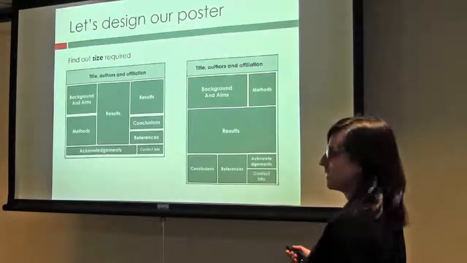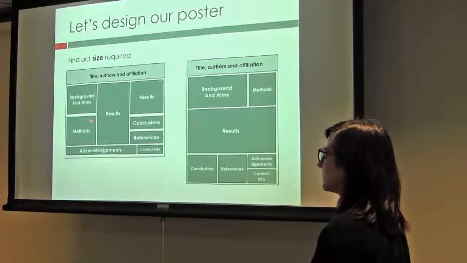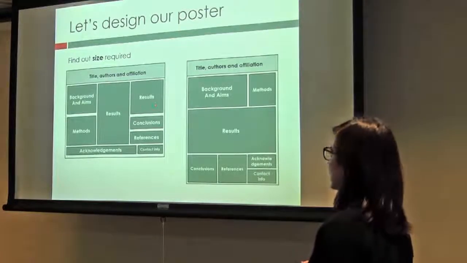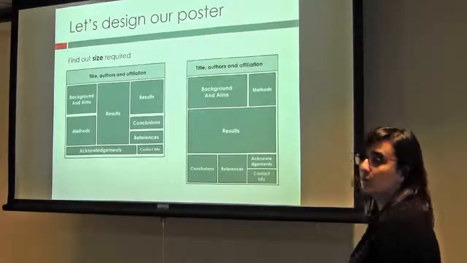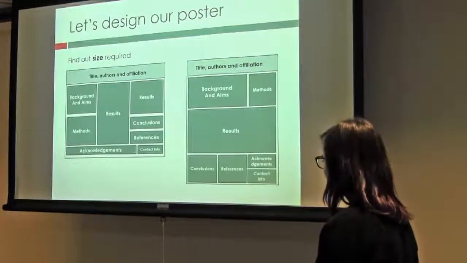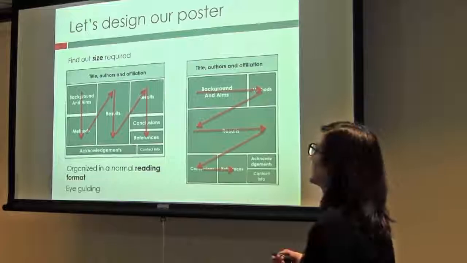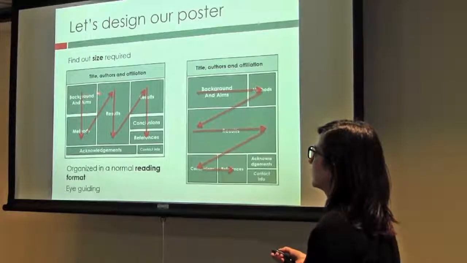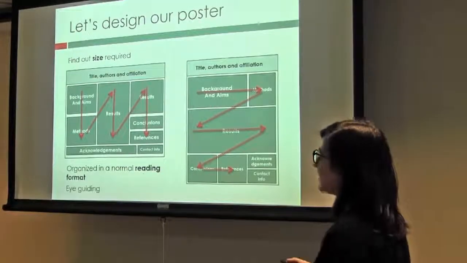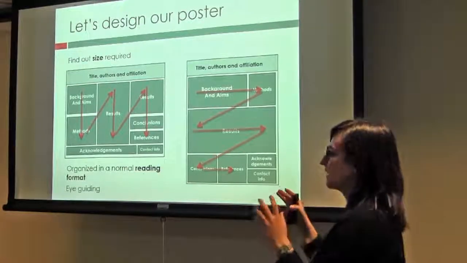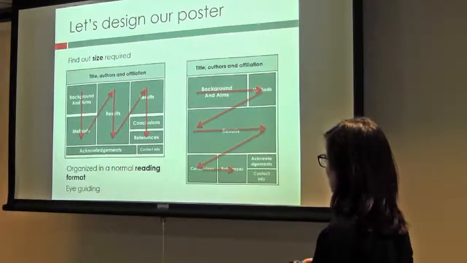You see they both have the same sections, so title, authors, and affiliation on the top. Then you have background, aims, methods, results, more results, conclusions, references, acknowledgements, and you may include some contact information, but that's totally up to you. So they have to be organized in a normal reading format. So here you will start reading from left to right and then up and down, as the arrow shows. And it should be eye guiding, so that it's easy to follow and you stay engaged in the results and what is being explained.